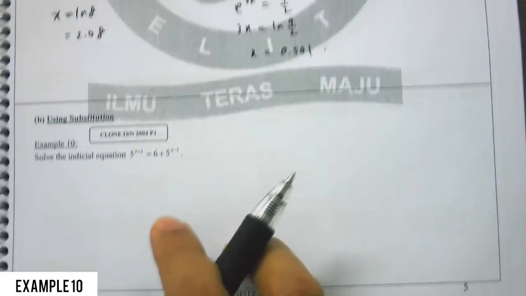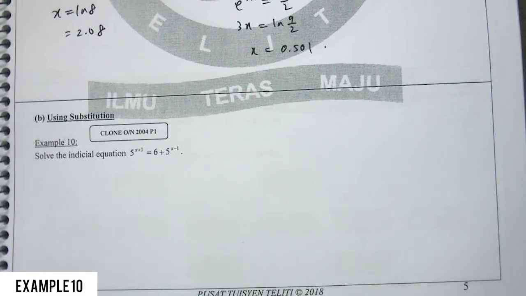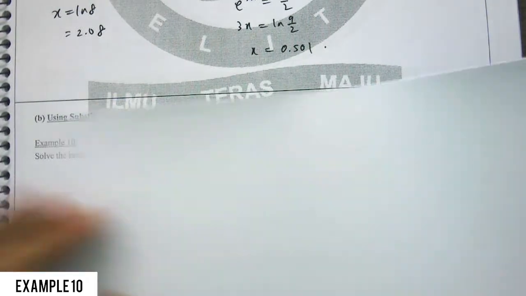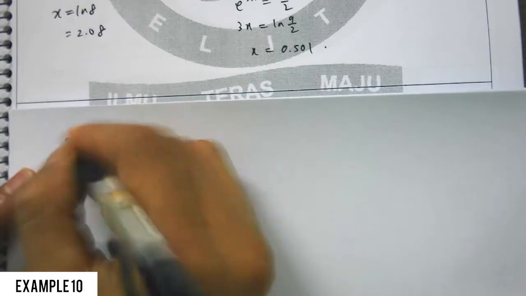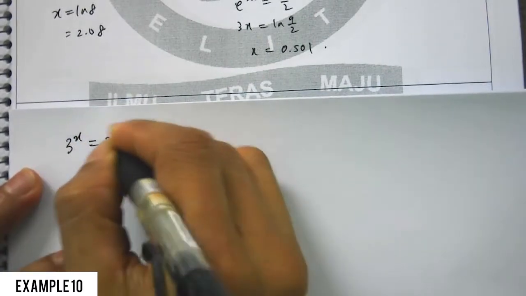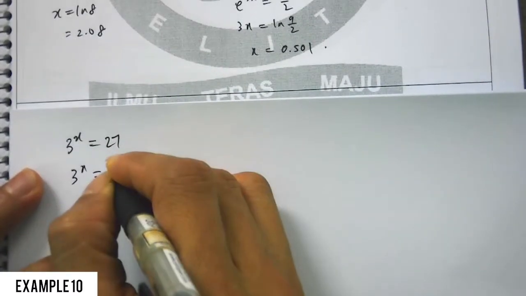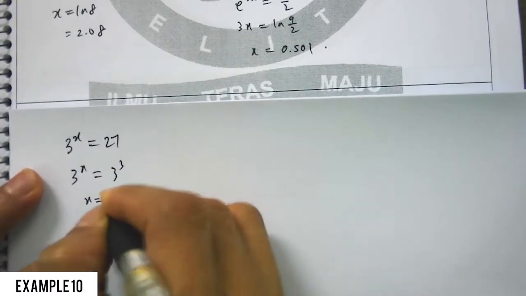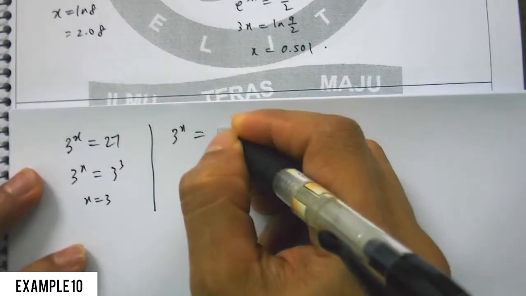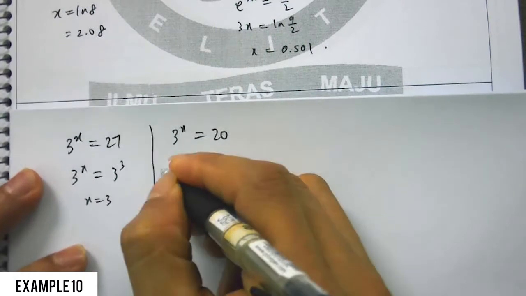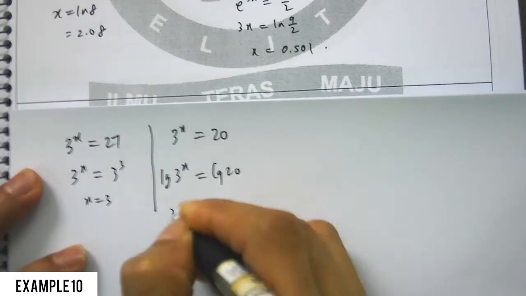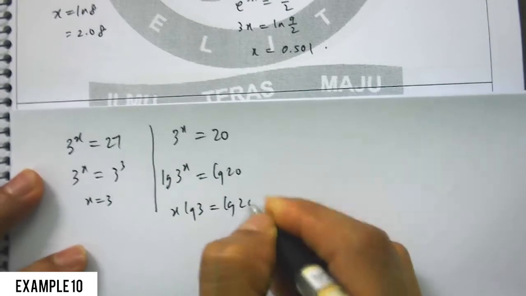Now, I need to simplify this first. I just want to clarify this. There are 3 types of initial equations so far. The first one is what? If I give you 3 power x equals 27, can we say 3 power x equals 3 power 3, so x is 3, no problem, right? But if I say 3 power x equals 20, can you tell me 20 is 3 power something? No. So we have to use ln or log. Then you bring the power down, and then you use a calculator and divide.